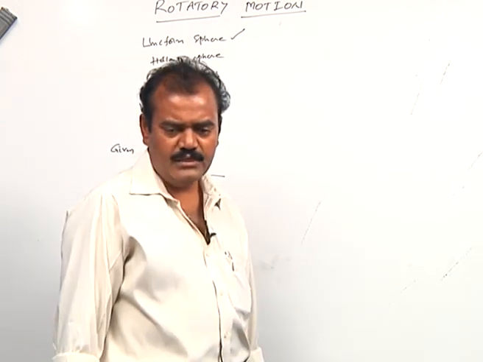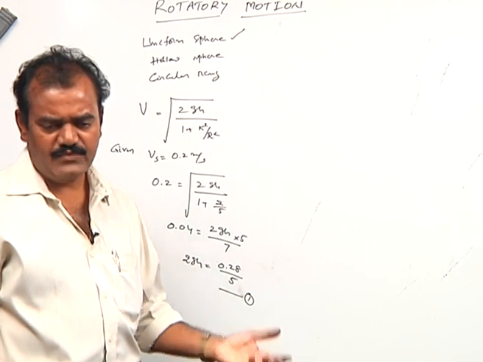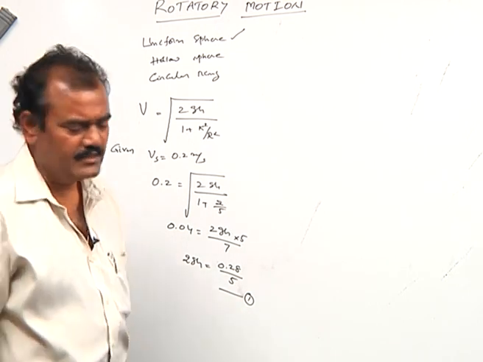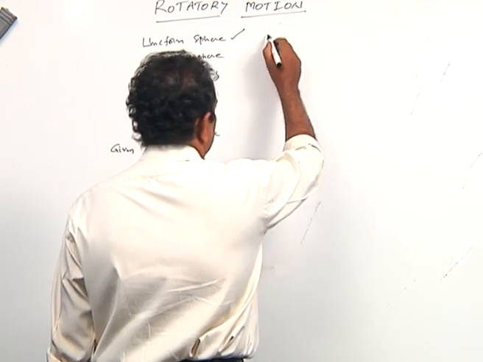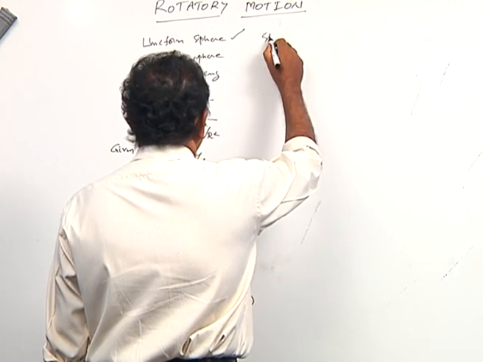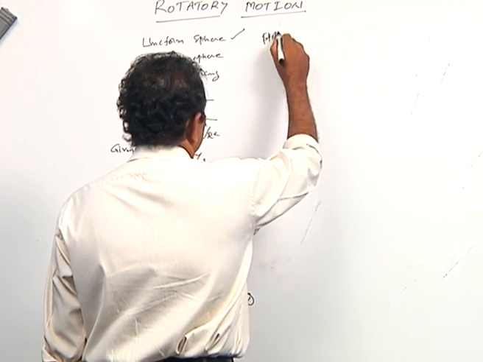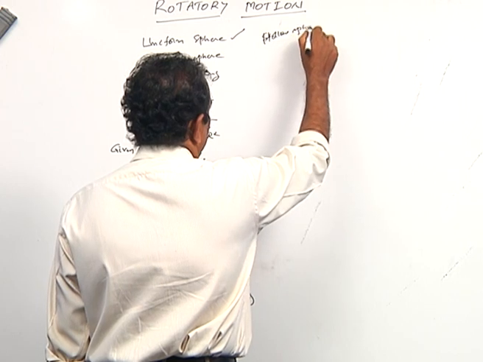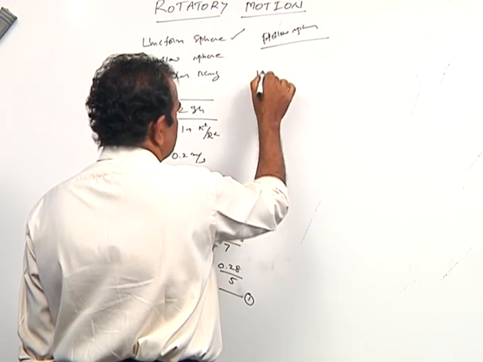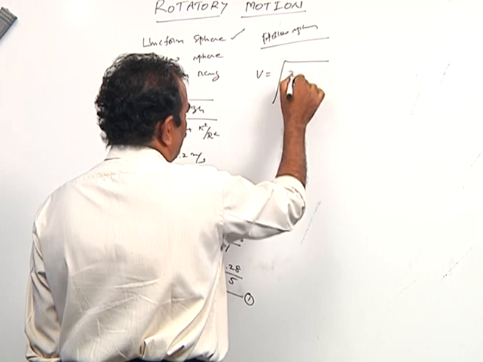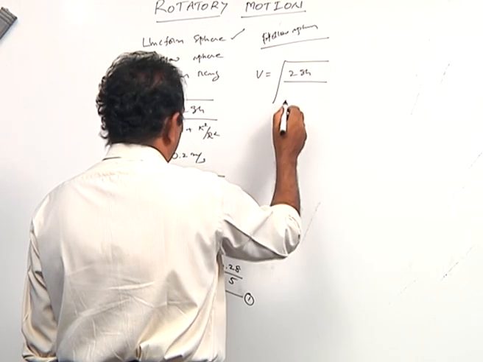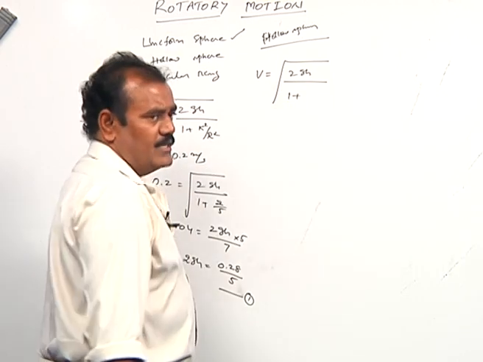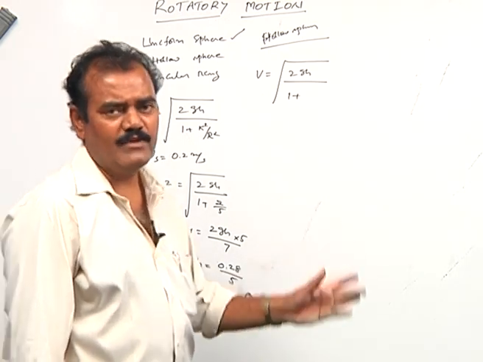And now we are coming to the other objects also, that is the spherical shell and again the thin ring. So when you are coming to this hollow sphere, for that hollow sphere the formula becomes like this: V is equal to square root of 2gh by 1 plus k square by r square. For the hollow sphere you must remember all these values.